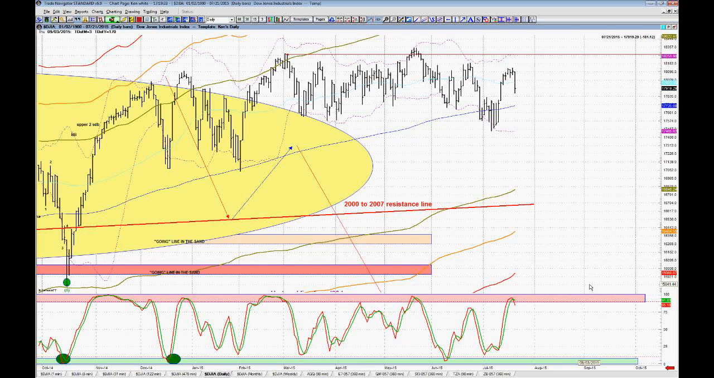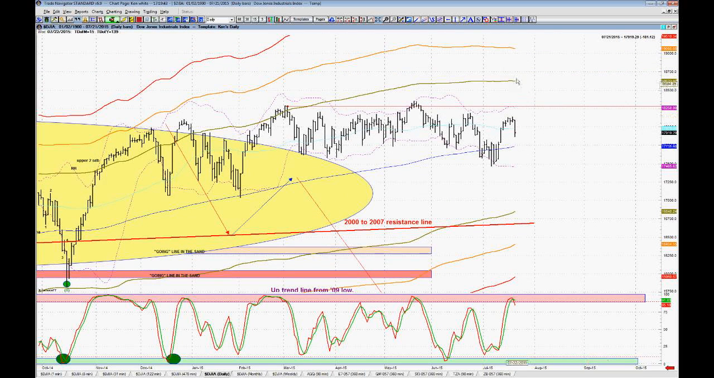What else can we look at? Well, we've got help from the 50-day moving average. We've got help from the stochastics. What about these standard deviation lines? Those are these gold and orange and red bands above and below this 200-day moving average. Well, price is in the middle of all that potential technical help.